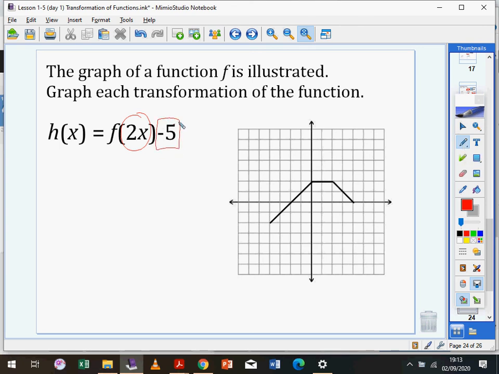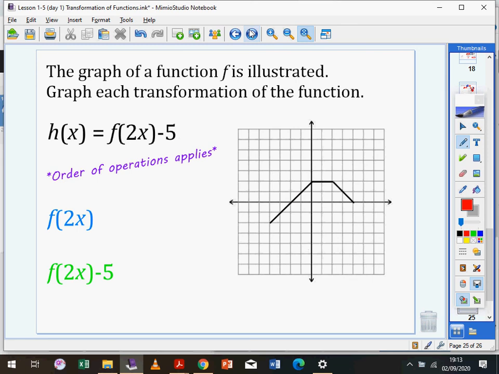So if it's going to be compressed horizontally, then it would be just this, just that, and just this. And then that section of that function is going to be moved 5 units down. So 1, 2, 3, 4, 5, and I have over there, here, and there. Yeah, so you follow the order of operations, starting with what's inside, and then you go to the last part.